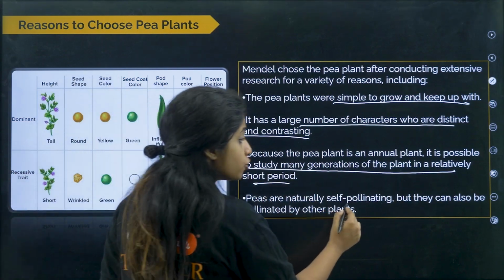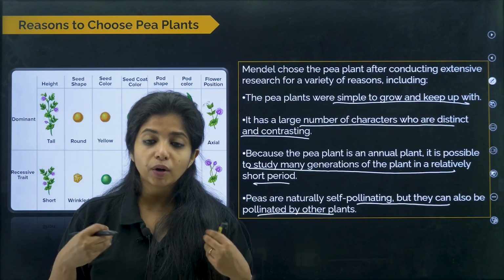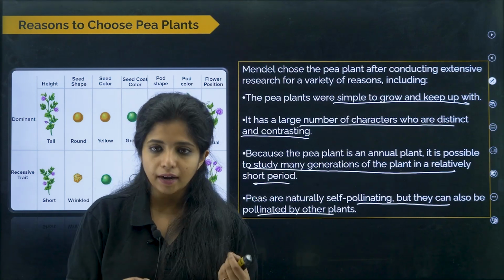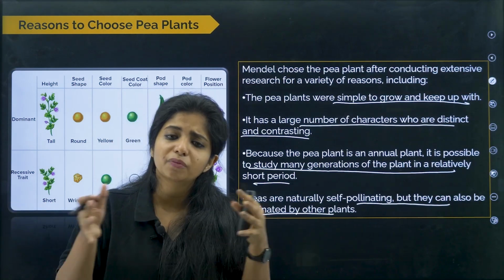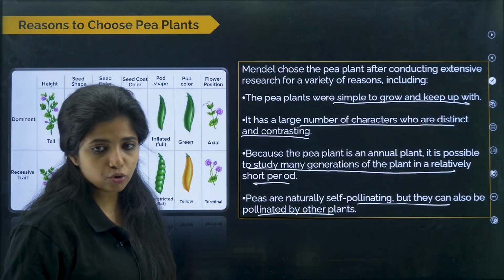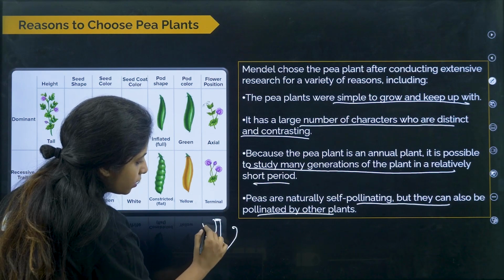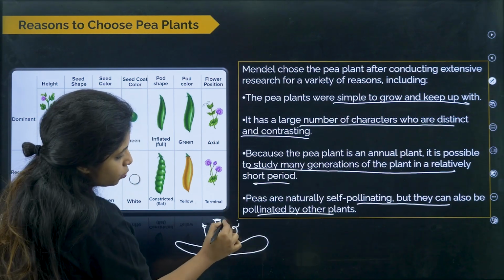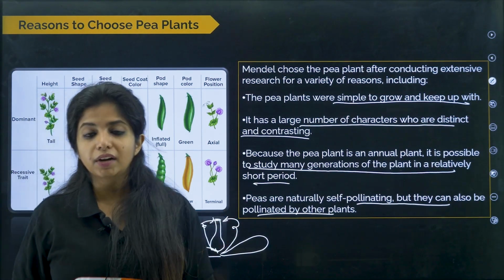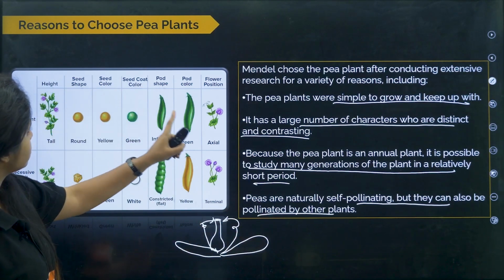Peas are naturally self-pollinating, but they can also be pollinated by other plants. So I do not need to pollinate the plant or put the pollen grains over there. They will pollinate among themselves only. They have bisexual flowers, so they have the female and the male reproductive system on the same plant, which is why they are self-pollinating. So it is easy for me to grow a plant like that. So these are the 7 pairs of contrasting characters.